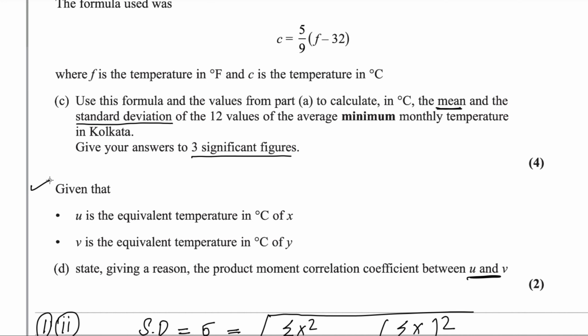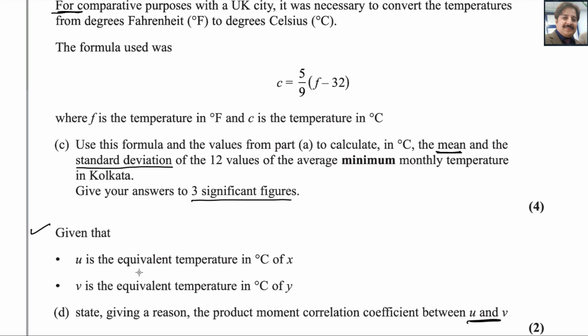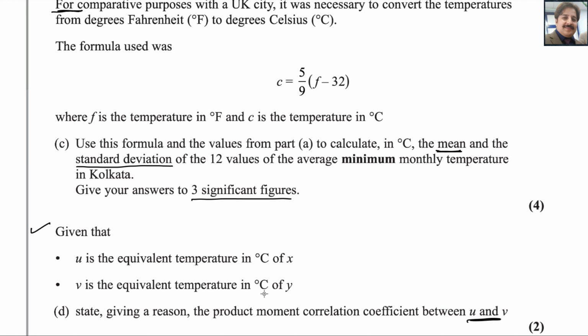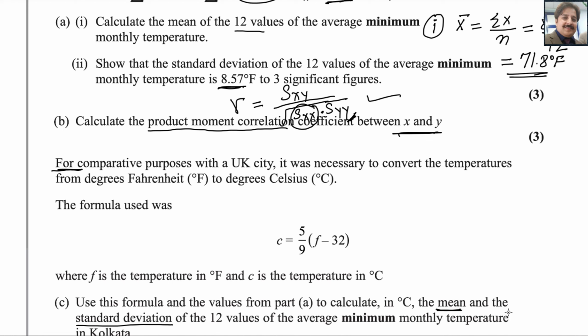For the next part, given that U is the equivalent temperature in degrees Celsius of X, and V is the equivalent temperature in degrees Celsius of Y, state, giving a reason, the product moment correlation coefficient between U and V. Now you need to find the product moment correlation coefficient between U and V. We already found the correlation coefficient between X and Y, so it will be the same actually.